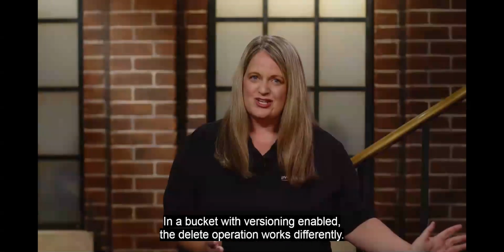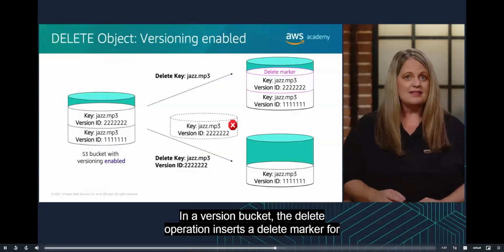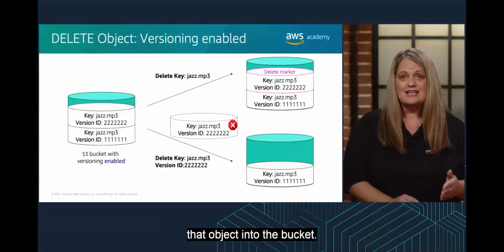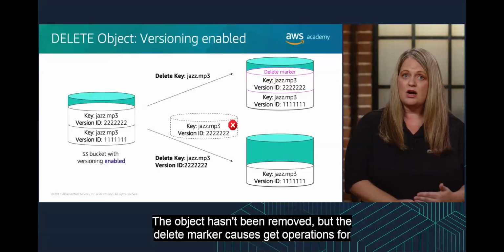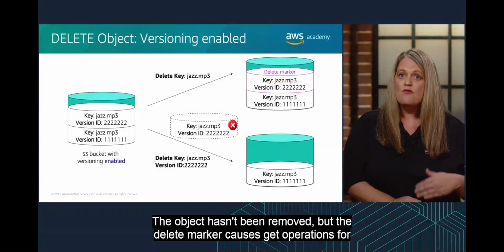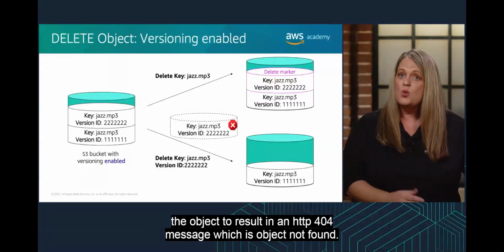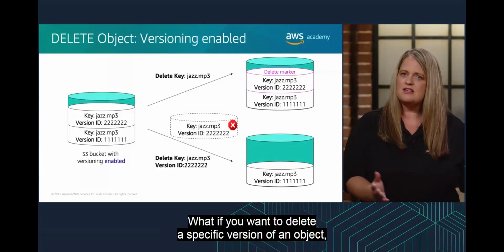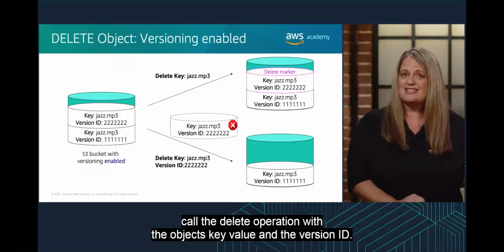In a bucket with versioning enabled, the delete operation works differently. In a versioned bucket, the delete operation inserts a delete marker for that object into the bucket. The object hasn't been removed, but the delete marker causes get operations for the object to result in an HTTP 404 message, which is object not found. What if you want to delete a specific version of an object? Call the delete operation with the object's key value and the version ID.